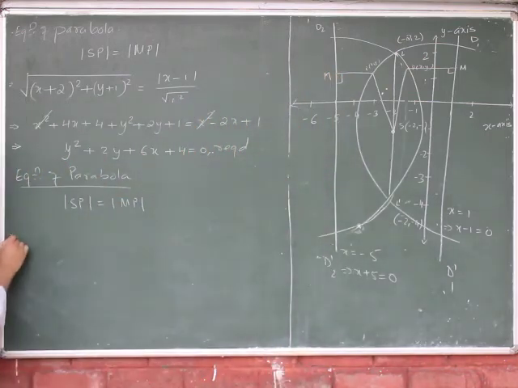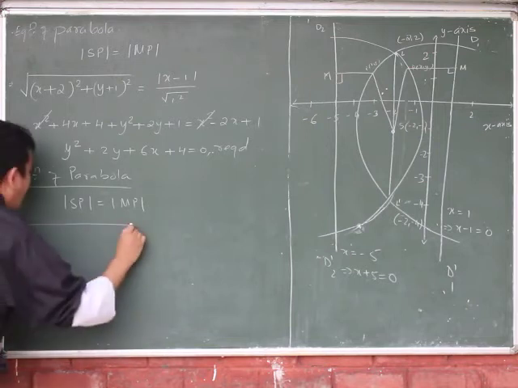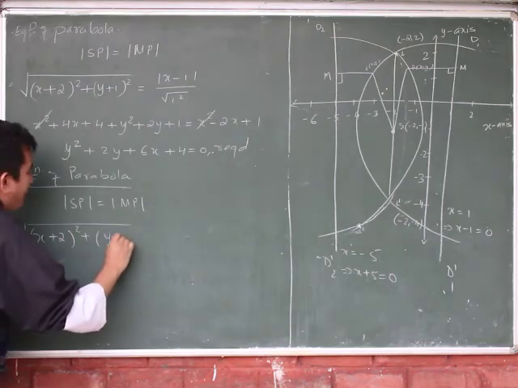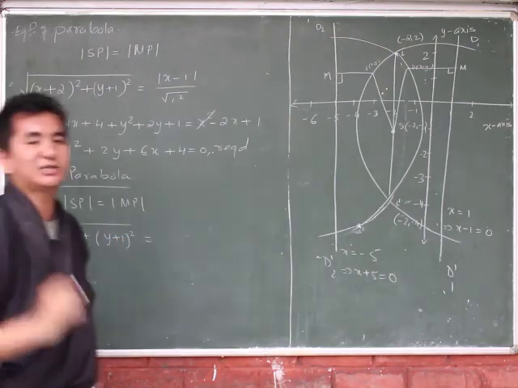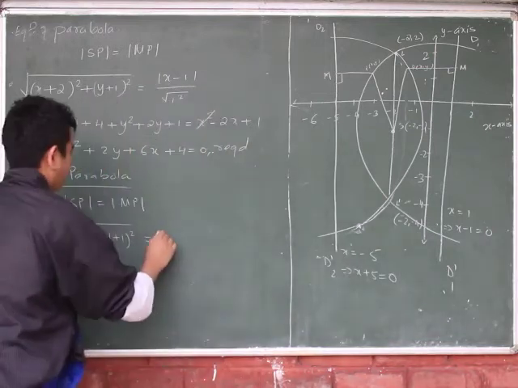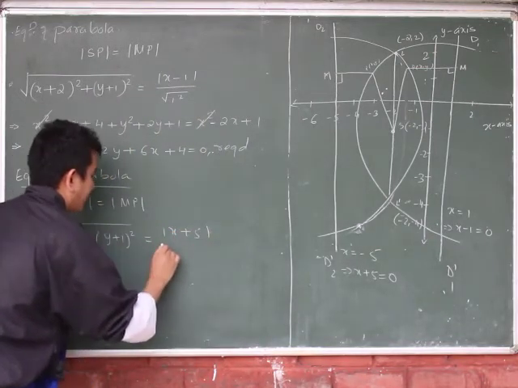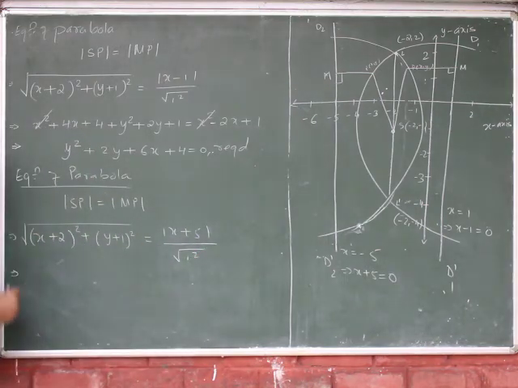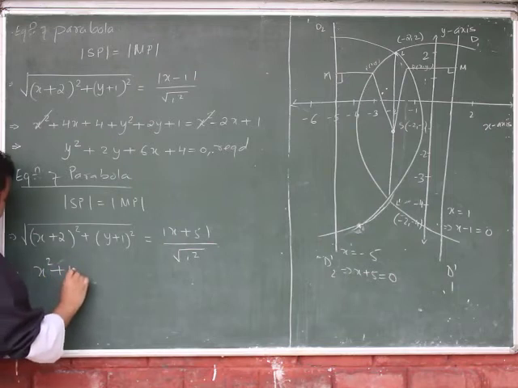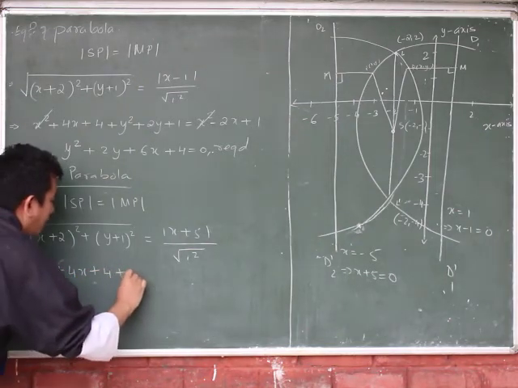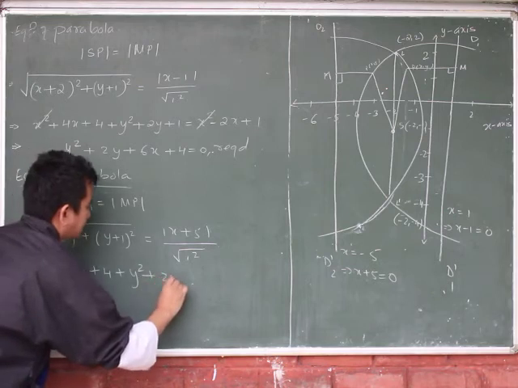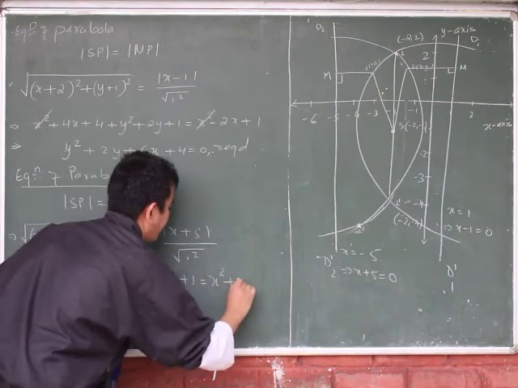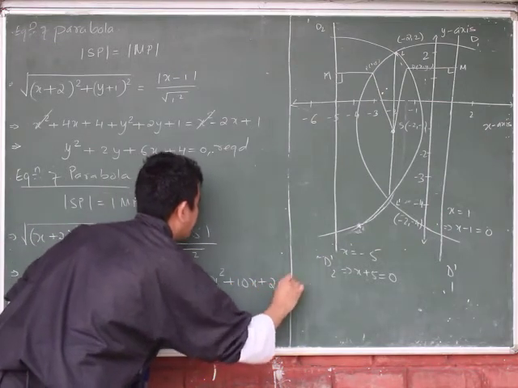So what's the SP? As usual, it is the same. SP is root of x plus 2 whole square plus y plus 1 whole square. But the only difference is the directrix. So what's the directrix? Modulus of x plus 5, and root of 1 square is 1. Now shall I square on both sides? Expand it: x square plus 4x plus 4 plus y square plus 2y plus 1 is equal to, expanding this, x square plus 10x plus 25.